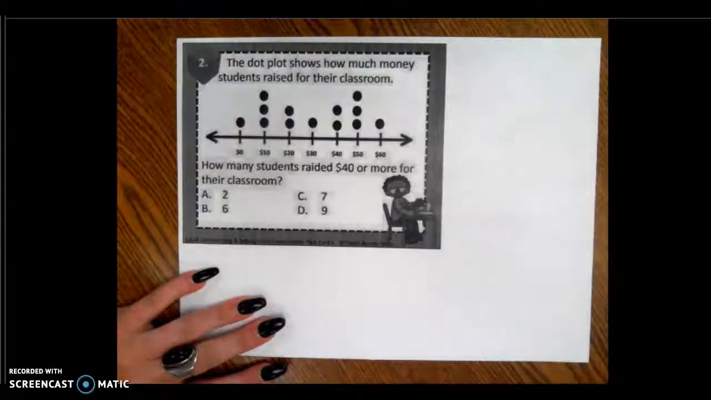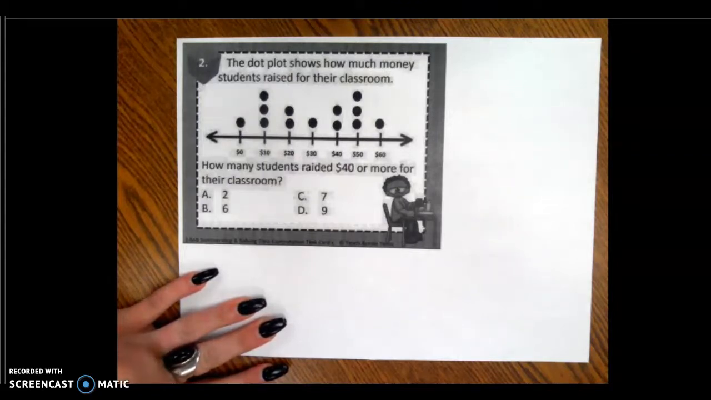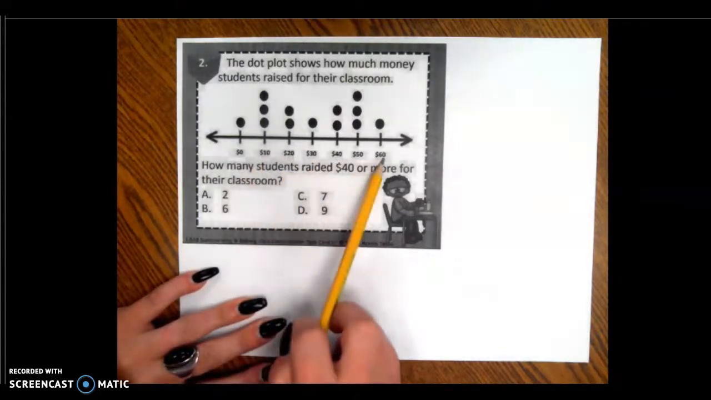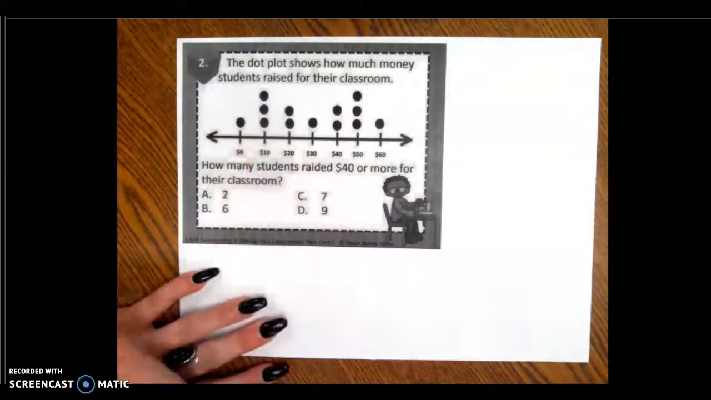It says the dot plot shows how much money students raise for their classroom. How many students raised $40 or more for their classroom? Boys and girls, here is the amount of money the students raised, and each dot represents one student. So let's count how many students raised each amount of money.